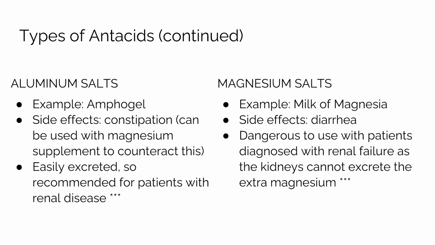Types of antacids continued. Aluminum salts. An example of this is Amphojel. Side effects include constipation. This can be used with magnesium supplements to counteract this side effect. It is easily excreted, so it is recommended for patients with renal disease.